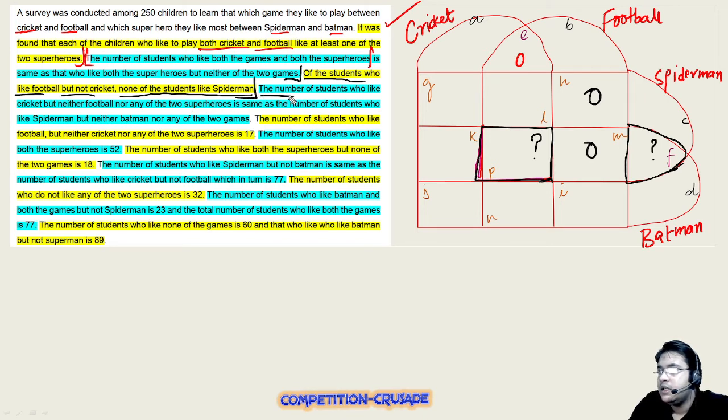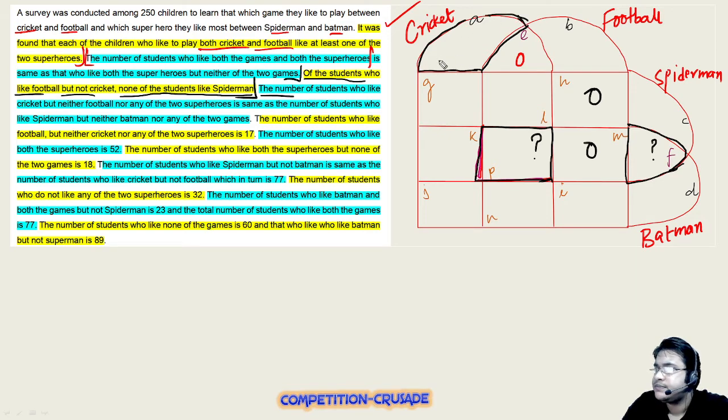So the number of students who like cricket but not football. Cricket but not football. Same thing, this region. The number of students who like cricket but neither football nor any of the two superheroes. Okay, so where exactly will that region be? Cricket, neither football nor any of the two superheroes. Obviously that is going to be this region. I hope you can visualize that.